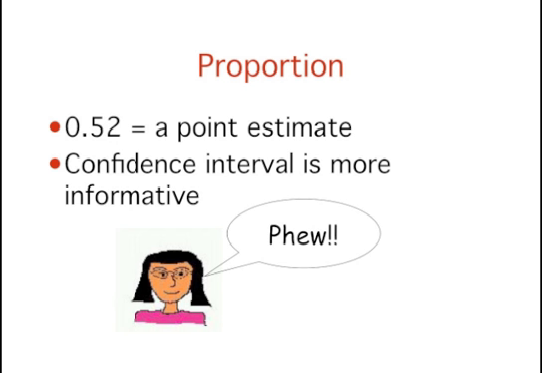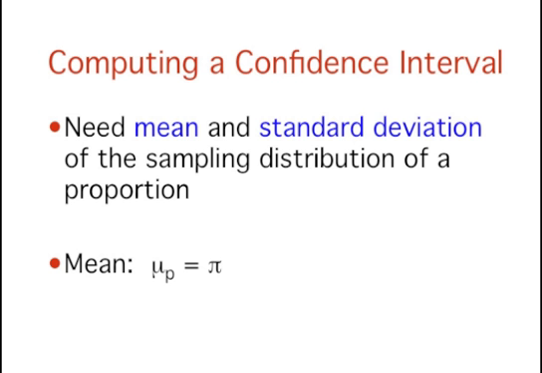Although it is informative to know this point estimate of the proportion, and reassuring for candidate A that more favored her than her opponent, we will learn a lot more if we compute a confidence interval on the proportion. To compute a confidence interval, we need the mean and standard deviation of the sampling distribution of the proportion. The formula for the mean is mu sub p equals pi, where pi is the proportion favoring candidate A in the population.